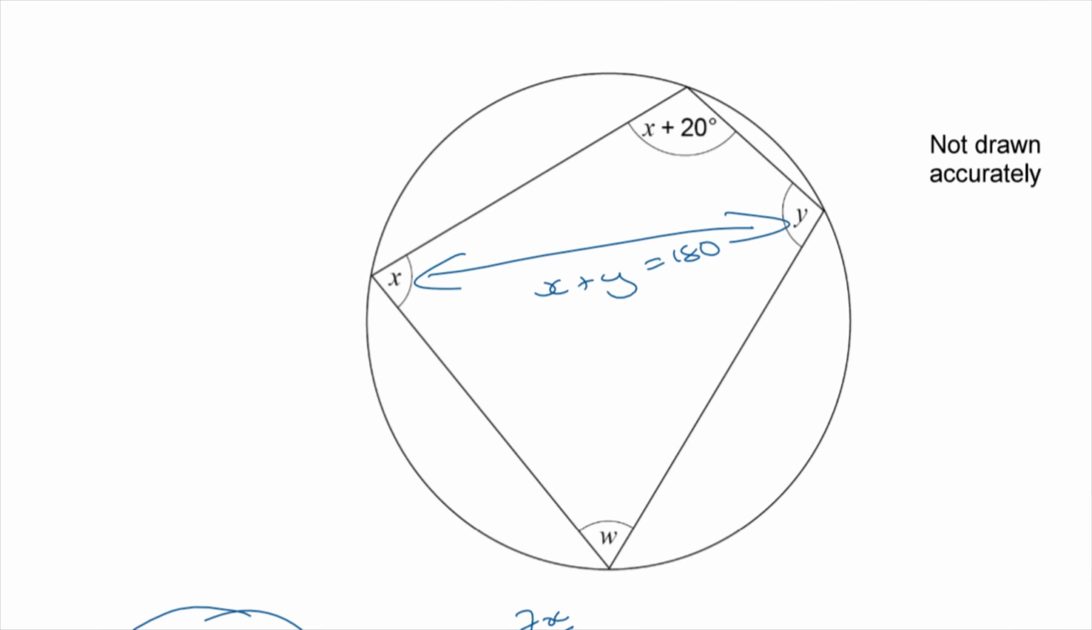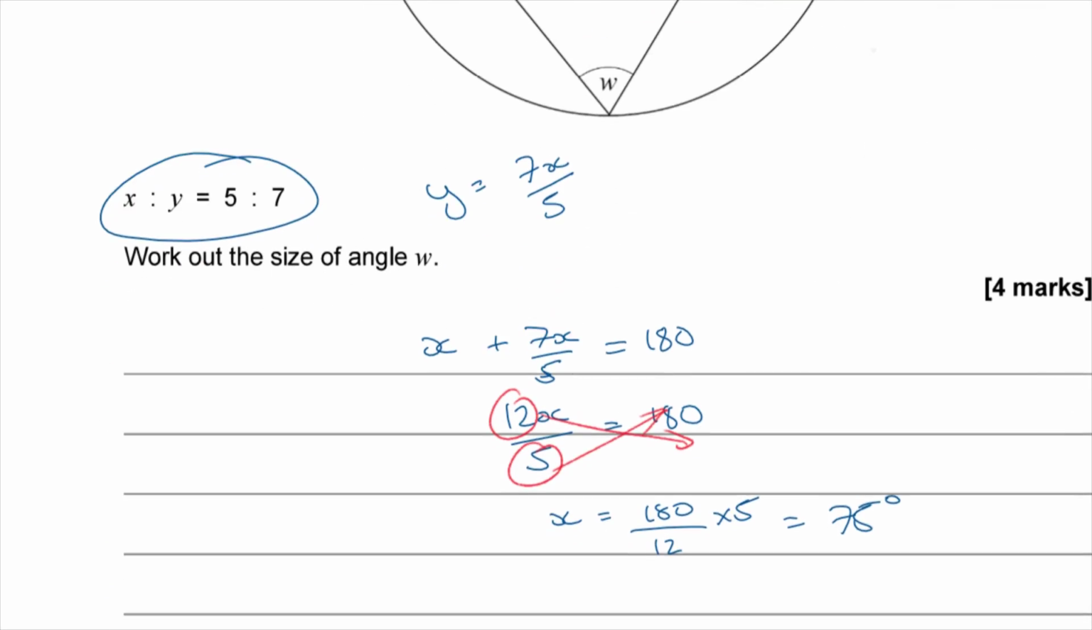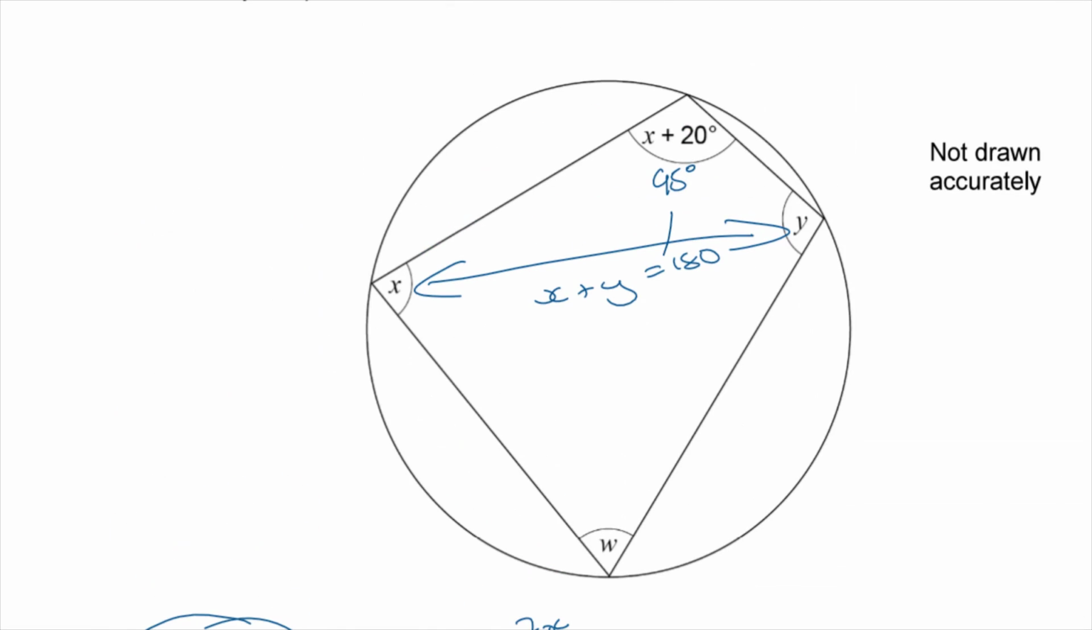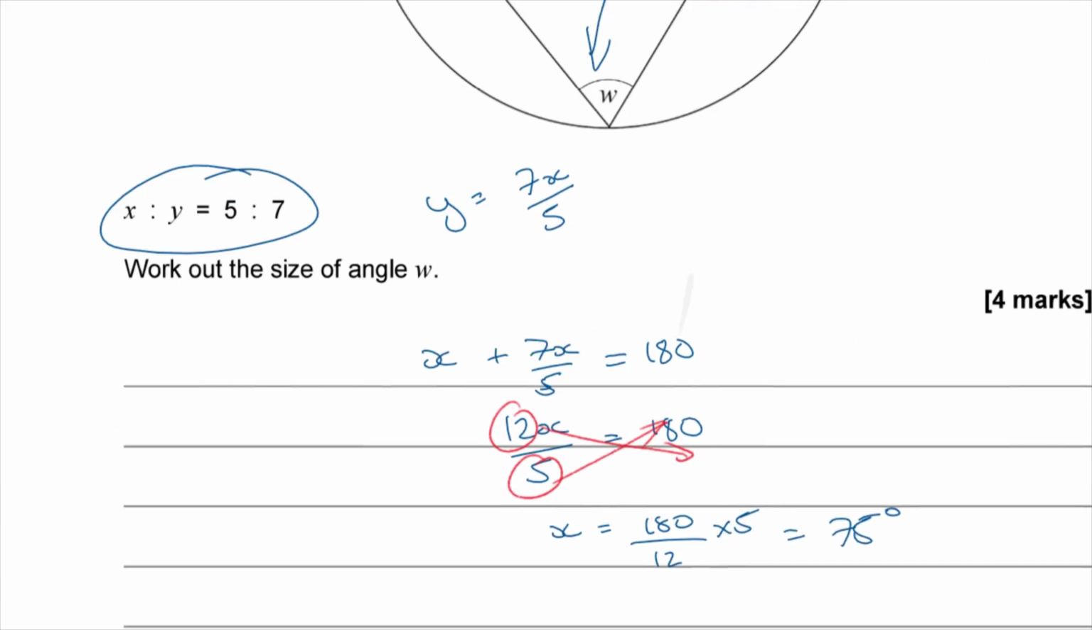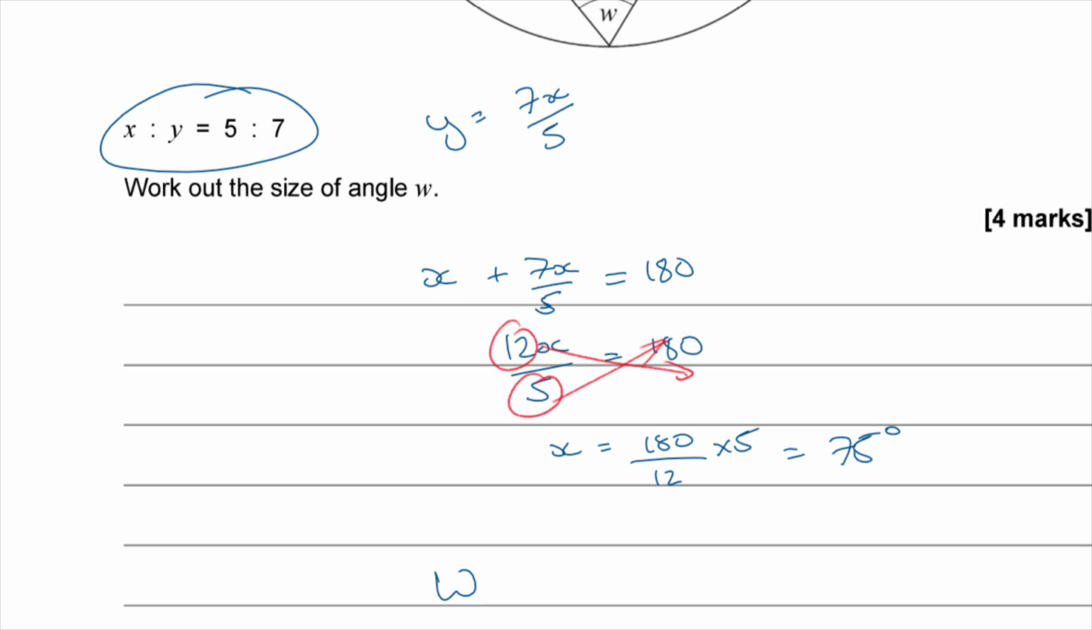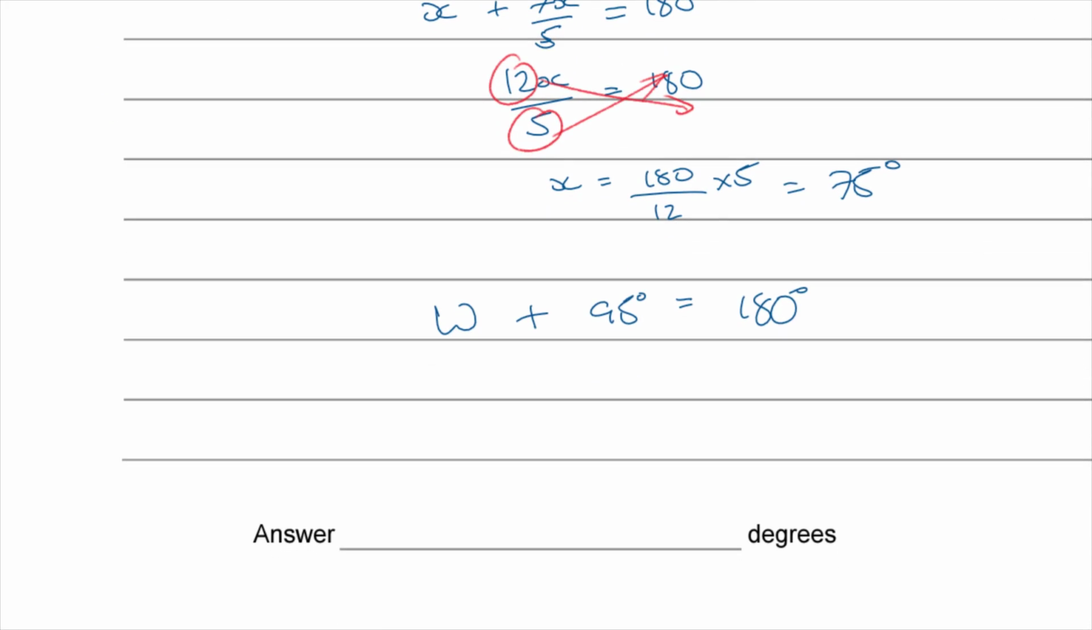That one up there then must be 75 plus 20. It must be 95. And we know that these two are opposite angles in a cyclic quadrilateral, so they must also add up to 180. So w plus 95 must be equal to 180 degrees, making w equal to 85 degrees.